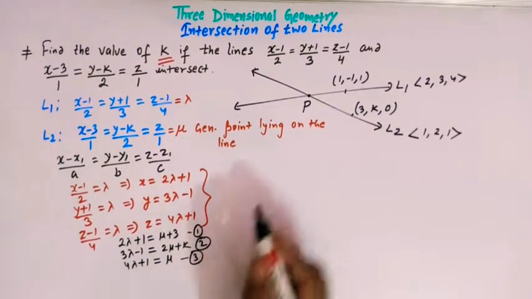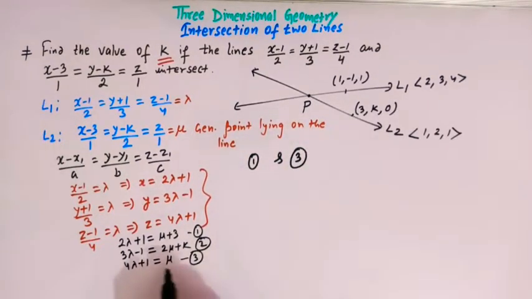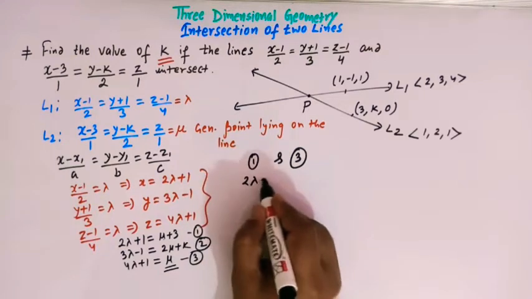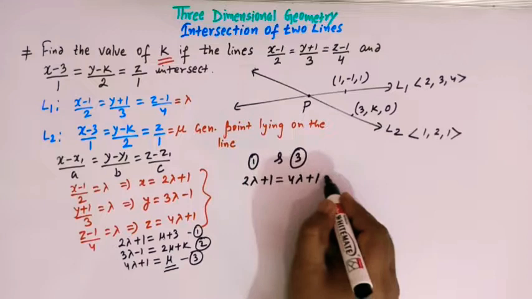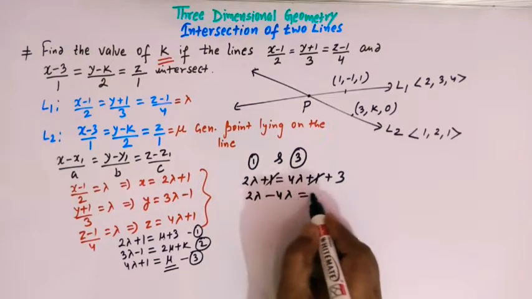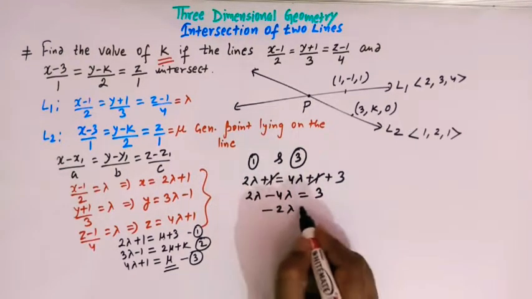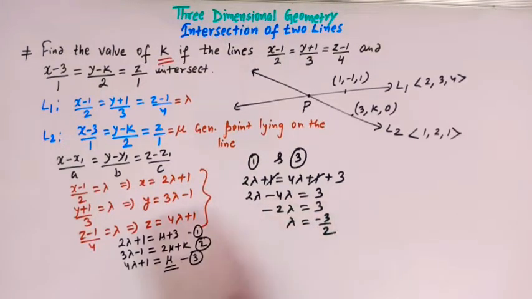If we take equations 1 and 3, then from equation 3 we can substitute the value of mu, that is 4 lambda plus 1, over here. So we have 2 lambda plus 1 is equal to 4 lambda plus 1 plus 3. So 1 and 1 get cancelled, so we have 2 lambda minus 4 lambda is equal to 3. So minus 2 lambda is equal to 3. So lambda is minus 3 over 2.